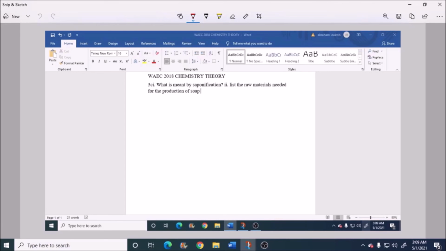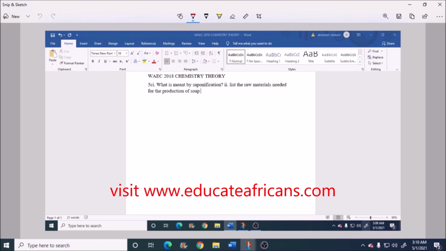Hello, welcome to Tclassified. Today I'll be solving questions on WAEC 2018 chemistry theory. Question 5C Roman figure 1 says, what is meant by saponification? Then question Roman figure 2, list the raw materials needed for the production of soap. So for Roman figure 1, we have to state what is meant by saponification. Saponification is the alkaline hydrolysis of fats and oil to produce soap and propan-1,2,3-triol.